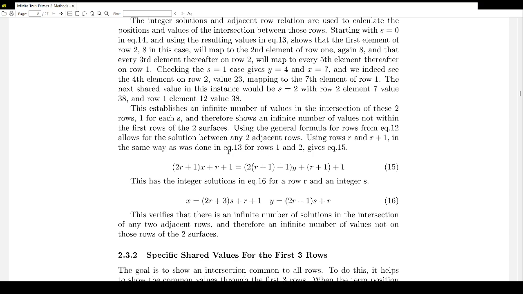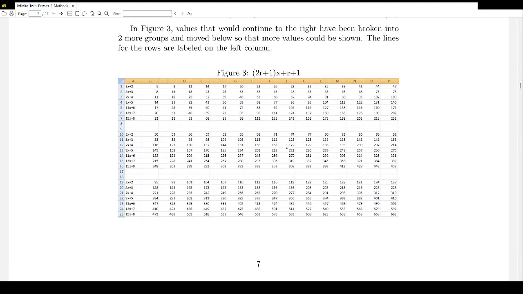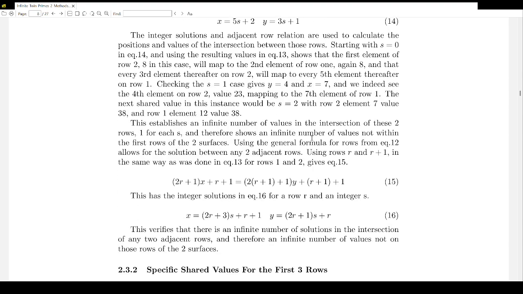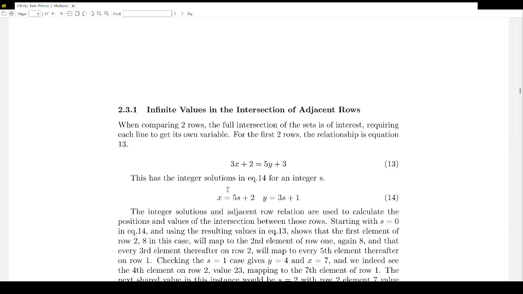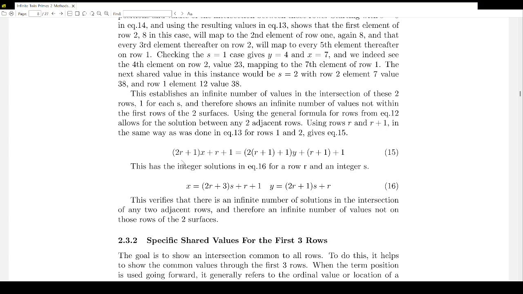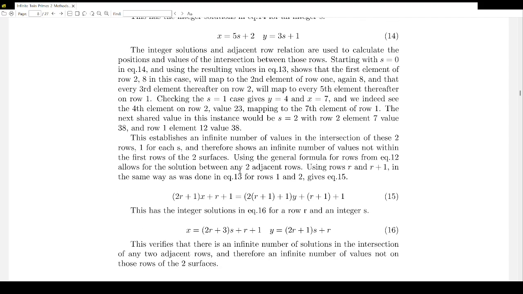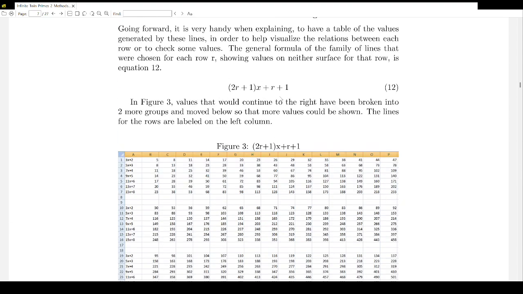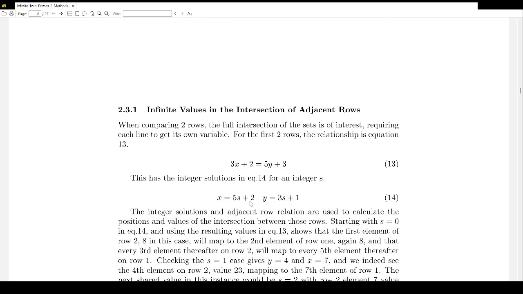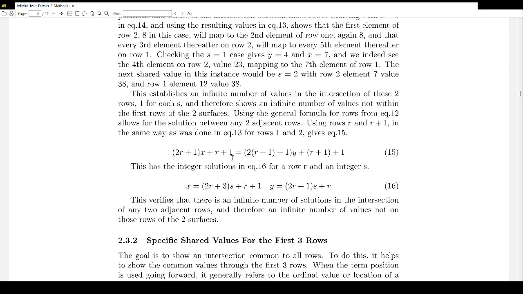So all we did was take this same strategy that we did here with our general formula for any row r, and now we want to look at row r and row r plus 1. So here we're comparing the same way we set these two equal, row 1 and row 2. Here we're setting equal row r and row r plus 1. And we did that by plugging that into this general formula here. So using rows r and r plus 1 in the same way that we just did gives us this equation here.